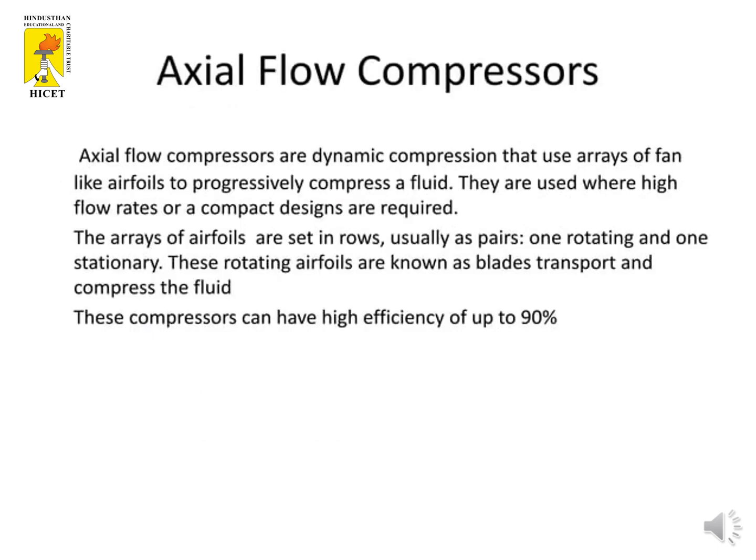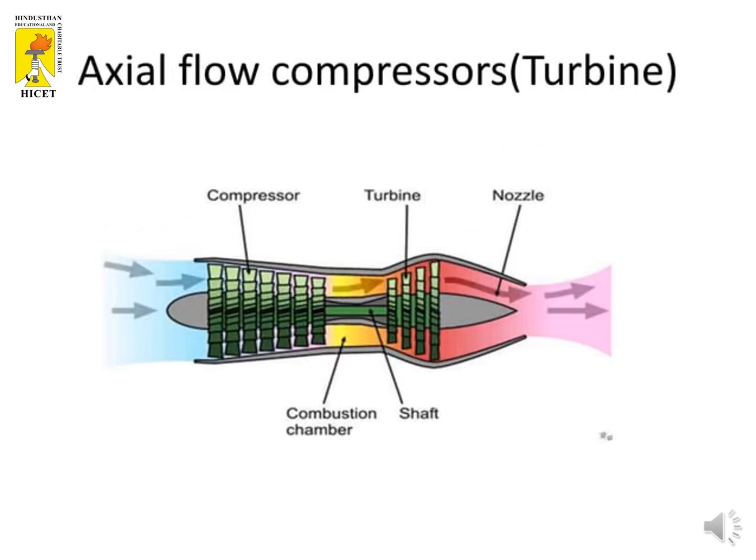Next are axial flow compressors. Axial flow compressors are dynamic compressors that use arrays of fan-like airfoils to progressively compress a fluid. They are used where high flow rates or a compact design are required. The array of airfoils are set in rows, usually as pairs, one rotating and one stationary. These rotating airfoils are known as blades, which transport and compress the fluid. The compressors can have high efficiency of up to 90%. So this is a pictorial representation of the axial flow compressor, which is like one part of a turbine.